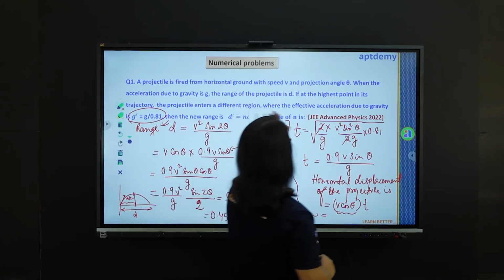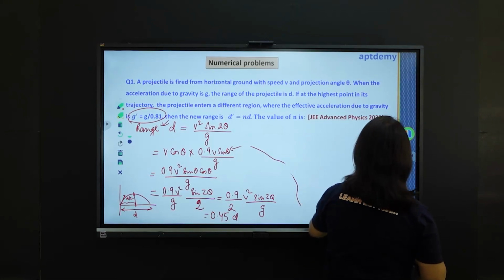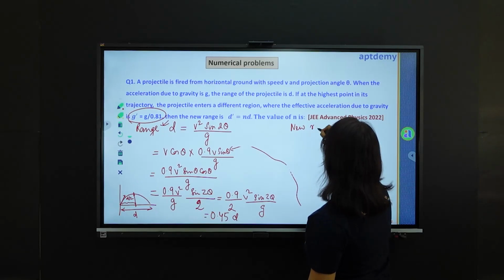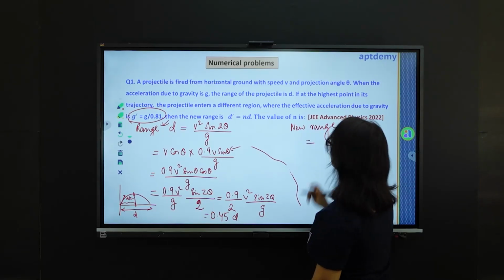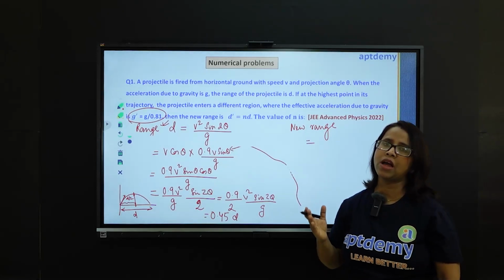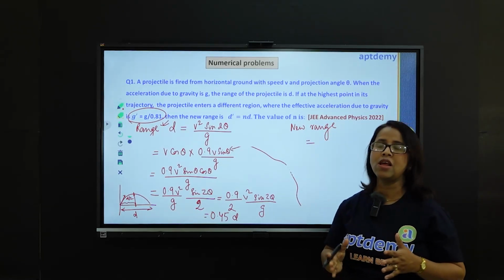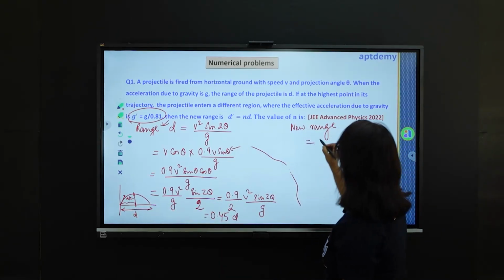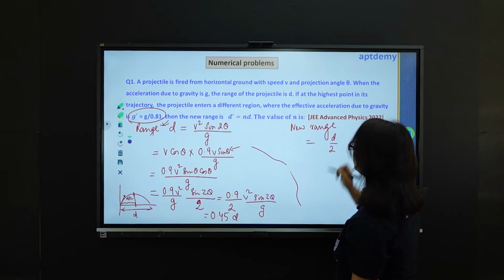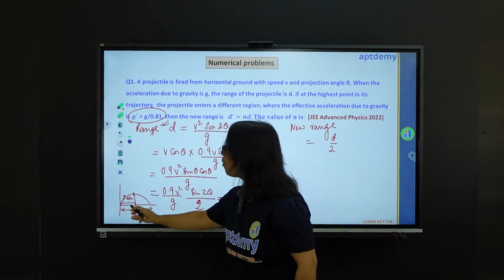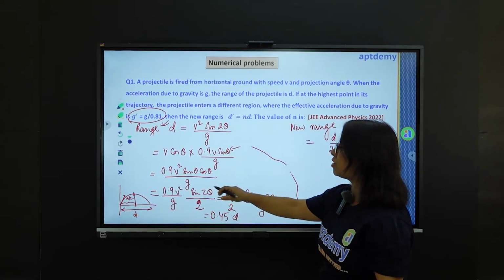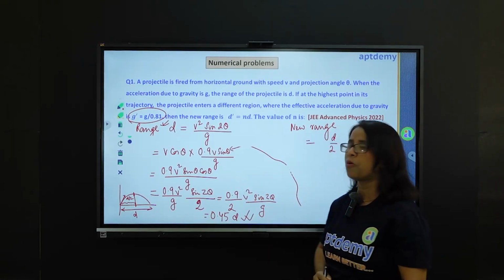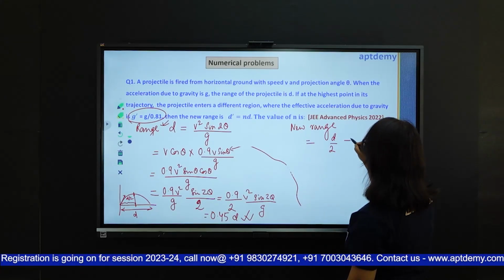So here what we need to understand is, how do we find out the new range? The new range is nothing but the distance taken by the projectile to first reach the highest point. As we can see, the distance covered is equal to d by 2. This is only till it reaches the highest point, and after that the horizontal displacement that it covered, we find it out to be 0.45 d. So a sum of the two.